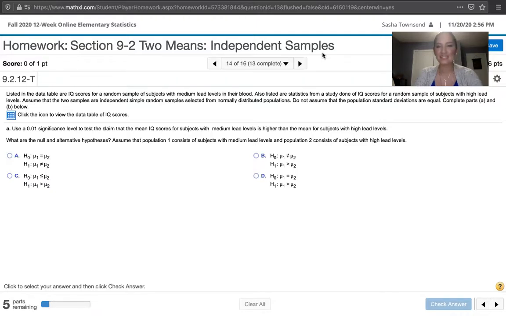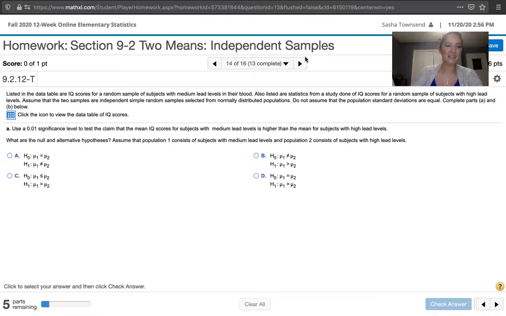Also listed are statistics from a study done of IQ scores for a random sample of subjects with high lead levels. Assume that the two samples are independent, simple random samples selected from normally distributed populations. Do not assume that the population standard deviations are equal. Complete parts A and B below.